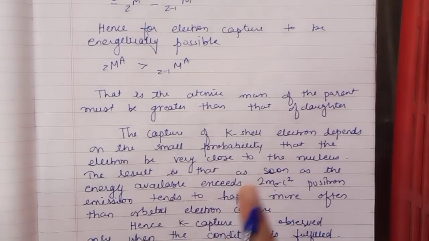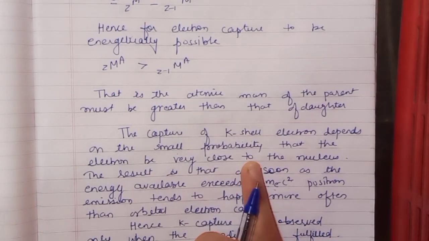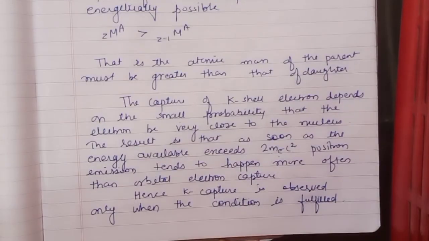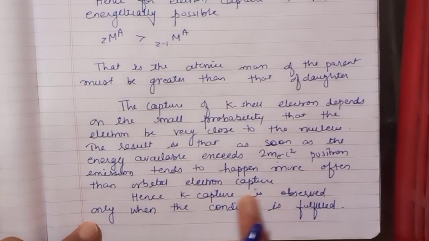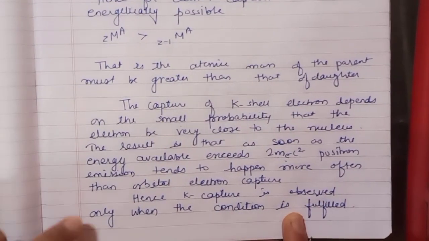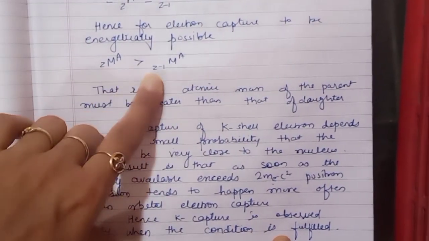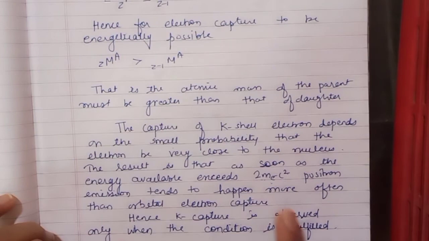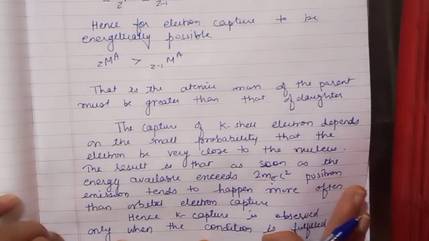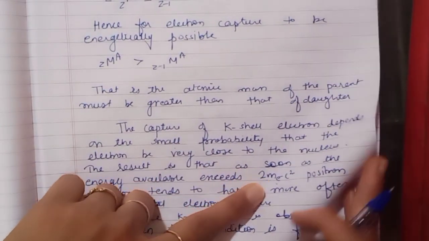So that is how the probability for electron capture is very, very less. So hence K capture is observed only when the condition is fulfilled. This condition is fulfilled: ZMA greater than (Z minus 1) MA, and also this energy available should be less than 2 times the electron mass.